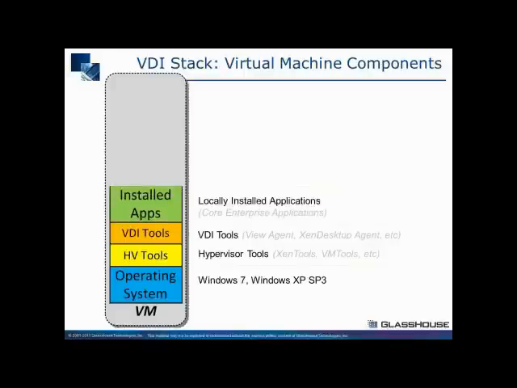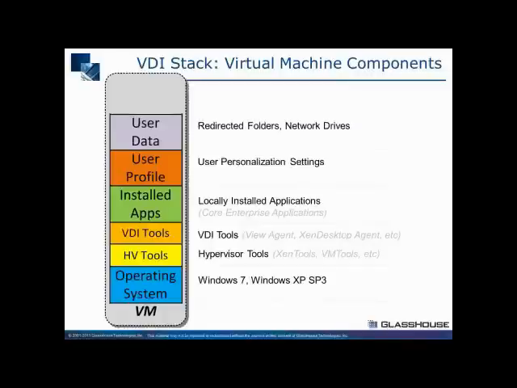You may have locally installed applications. These are generally your core enterprise apps, such as Microsoft Office. User personalization settings. User data, which should always be separate from the profile for management. Then you may have virtual applications on top of that. These would be hosted or streamed via various technologies. So as you can see, there are many layers in this stack, and each of those layers needs to be planned for and independently managed for maximum flexibility.